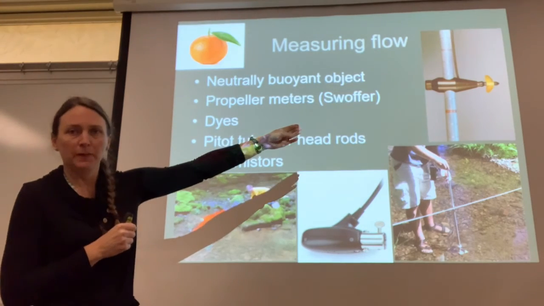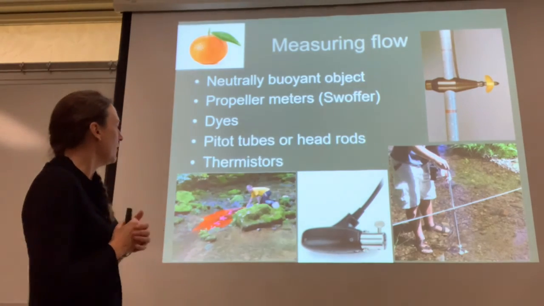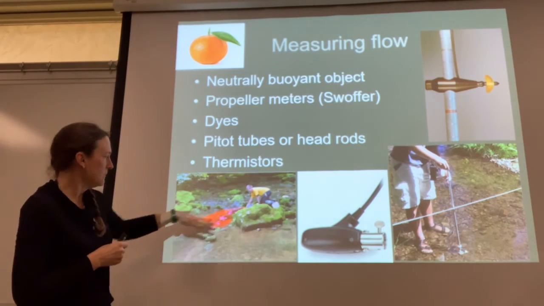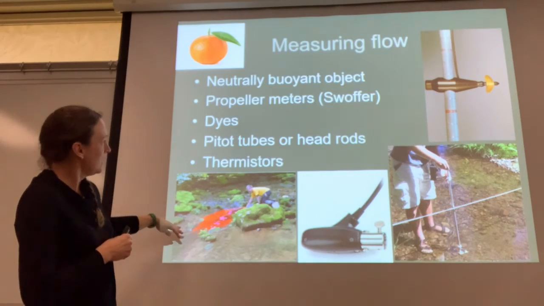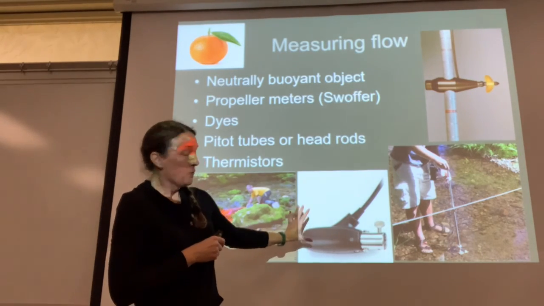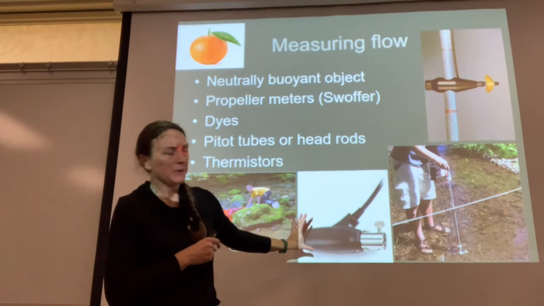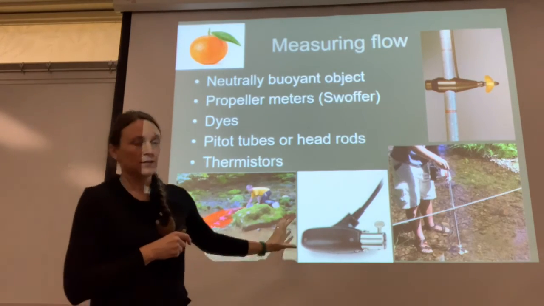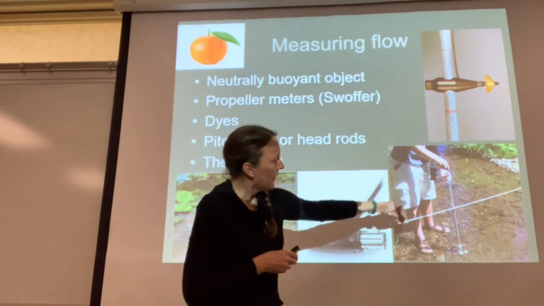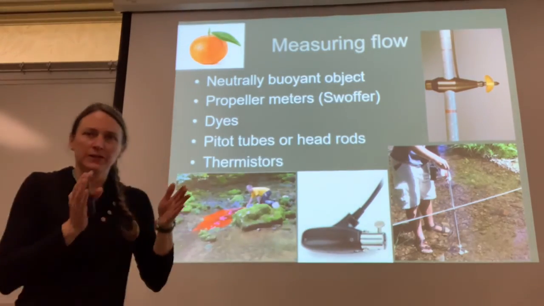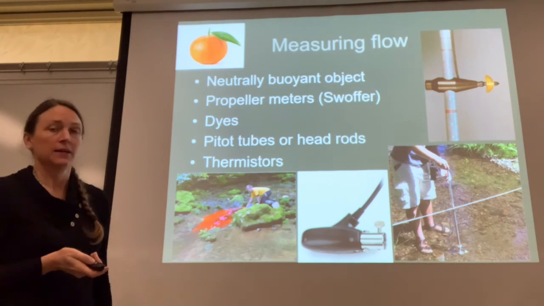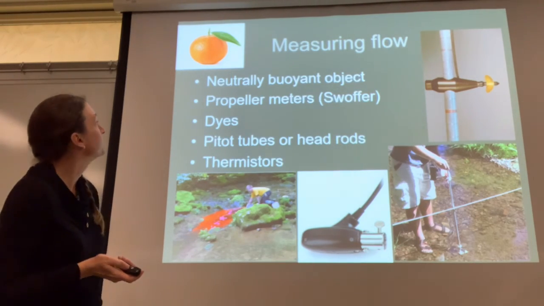You can use propeller-based flow meters like Swoffer meters. You can use dyes. We're not going to do this because it's a little damaging, but it's pretty cool to look at pictures of. And then you have these magnetic flow meters. I have one of these, but I'm not sure that everyone will be able to use it, but I can bring it out to show people. And then you can see how you need to move along a transect of the stream and measure flow at different points to understand how fast the water is moving overall.